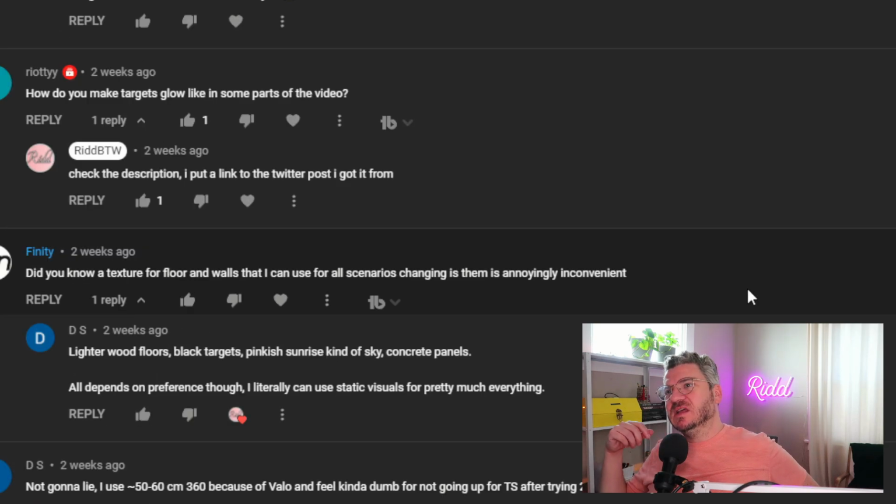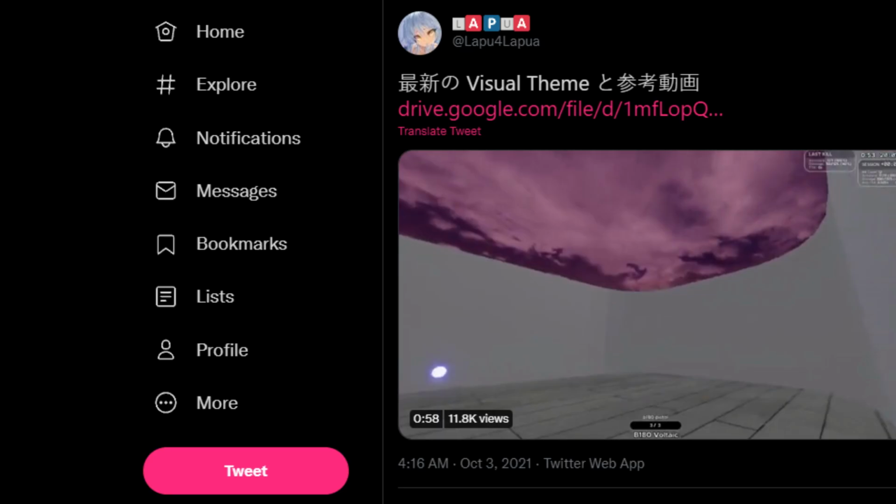How do you make the targets glow? Like in some parts of the video, I covered that in the description. You can go to the Twitter post where you can do that in Kovaak's.